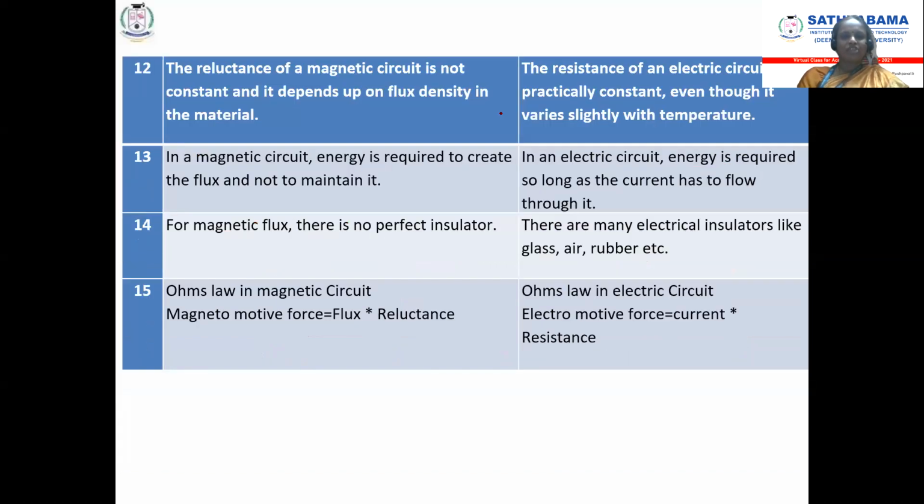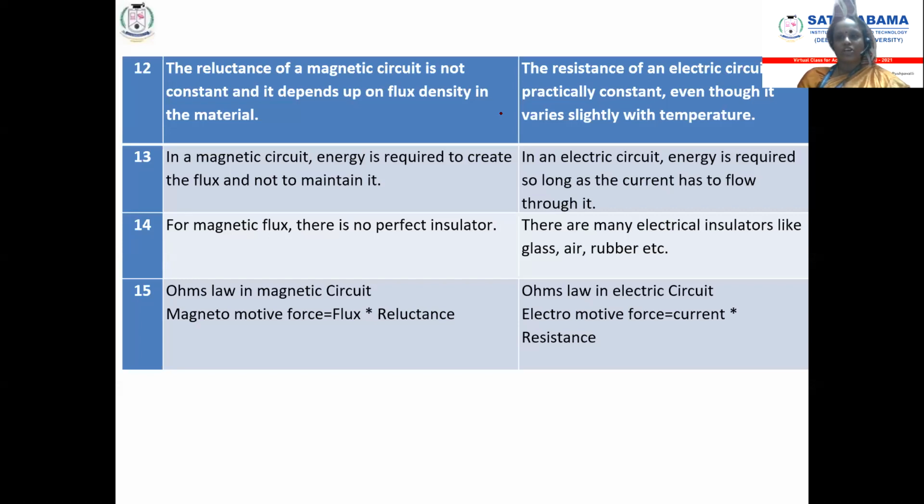Then, the reluctance of the magnetic circuit is not constant. It depends on the flux density in the material. Even though we say the reluctance value, we all know that it is not constant. When the flux density of the material changes, we all know B equal to mu H, then reluctance also changes. The resistance of the electric circuit is practically constant, even though it varies slightly with the temperature.